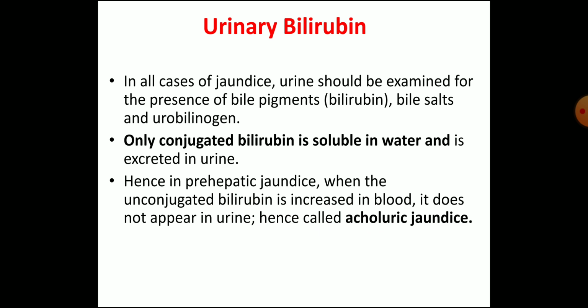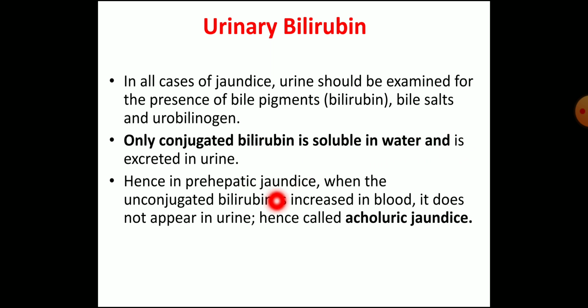Now urinary bilirubin, that is bilirubin in urine. You have done the test. Fouchet's test is the one which you do to find out the bilirubin in the urine. So in all cases of jaundice, urine should be examined for the presence of bile pigment, bilirubin, and then bile salt and urobilinogen. So all these three tests have to be done. Only conjugated bilirubin is water soluble and excreted through urine. That we already discussed.